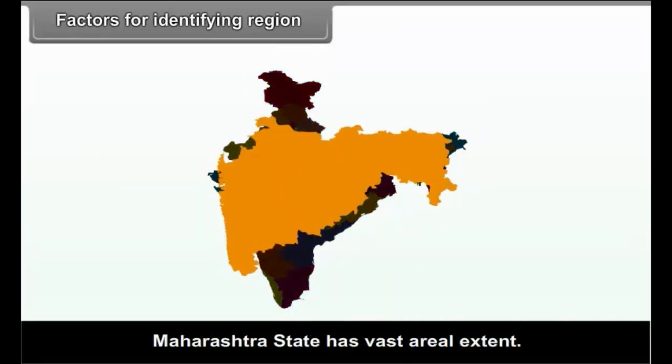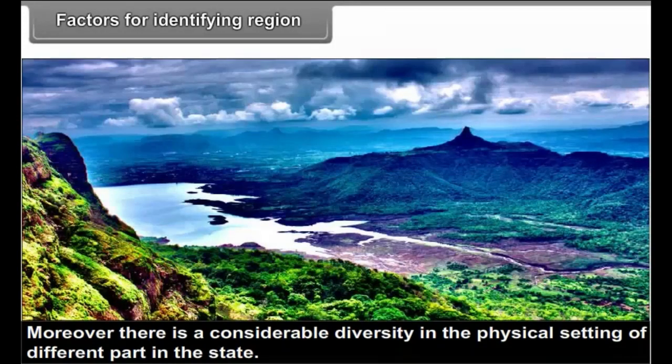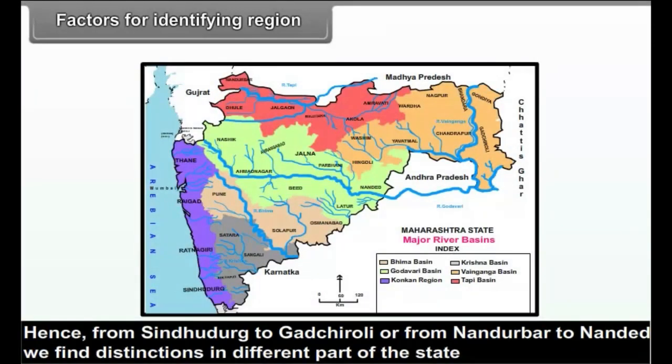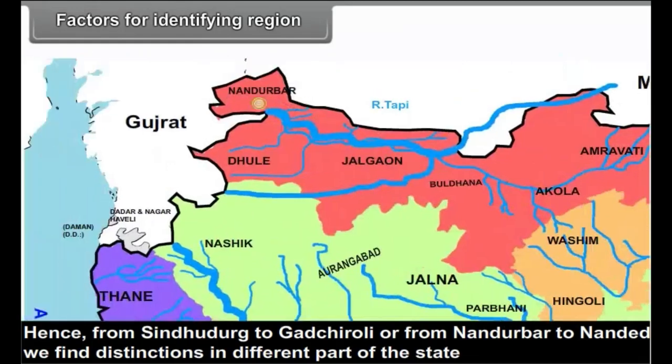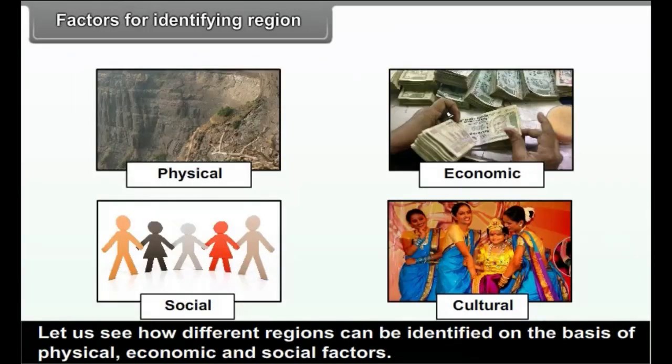Maharashtra state has a vast areal extent. Moreover, there is considerable diversity in the physical setting of different parts of the state. The physical setting influences a number of factors. Hence, from Sindhudurg to Gadchiroli or from Nandurbar to Nanded, we find distinctions in the different parts of the state. Let us see how different regions can be identified on the basis of physical, economic and social factors.